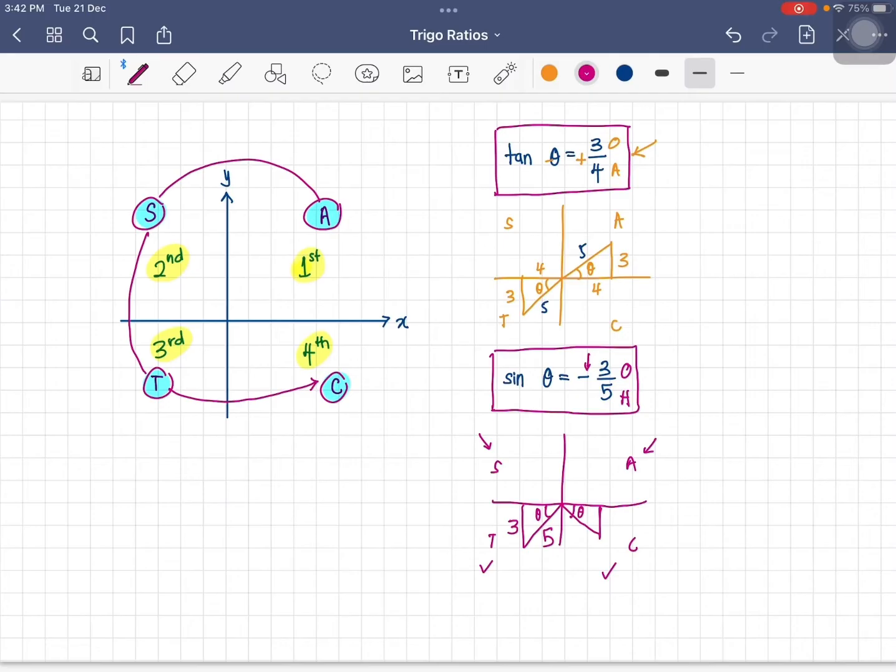You just ignore it. The negative just represents which quadrant it belongs to. All right, so same goes to this 3, so 3/5, something like that. Right, so either in the third quadrant or the fourth quadrant.